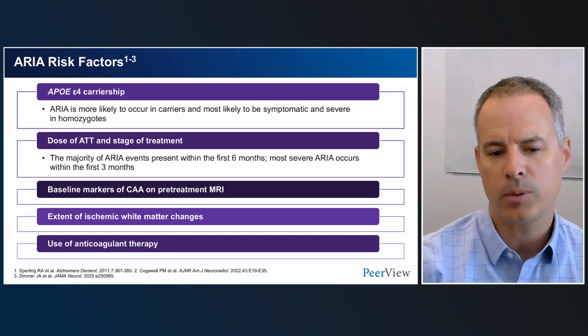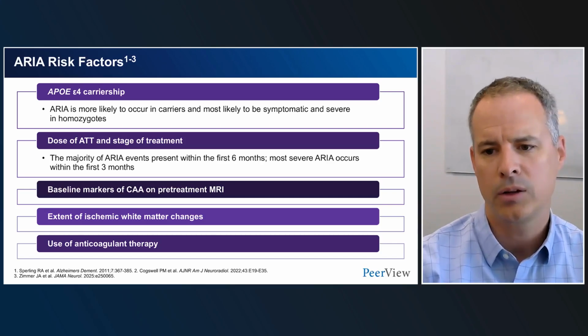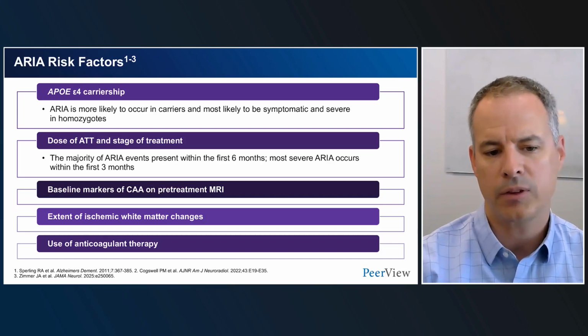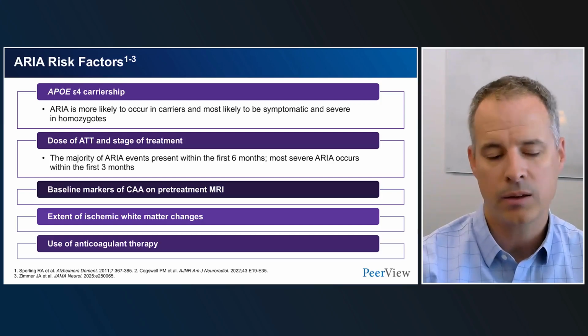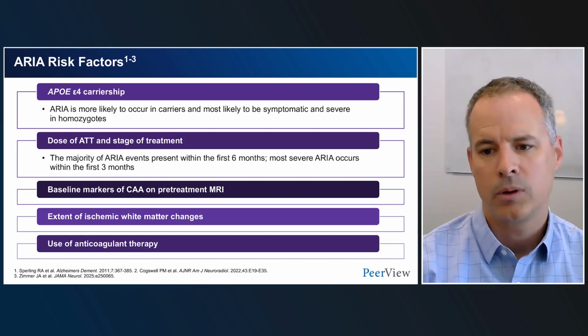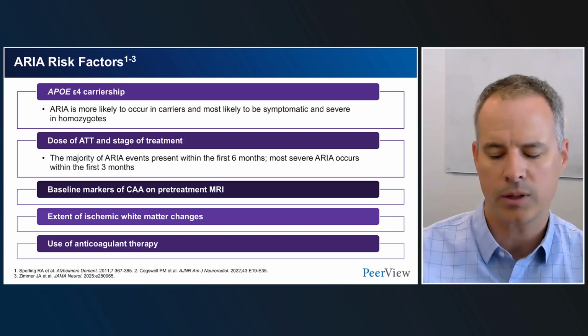Baseline markers of cerebral amyloid angiopathy, CAA. We count the number of microhemorrhages on the MRI, and we'll get into this a little bit more later. If there are too many microhemorrhages at baseline, a patient may be at high risk for ARIA or ineligible. The extent of ischemic white matter changes: if you have a lot of white matter injury, you have a higher risk. Sometimes this can indicate CAA. And use of anticoagulant therapy. There's always concern that there could be a macrohemorrhage, and certainly that risk is higher in patients who are anticoagulated.